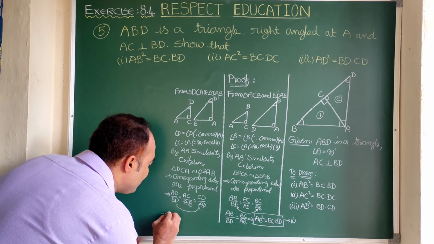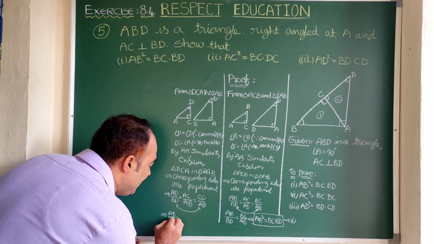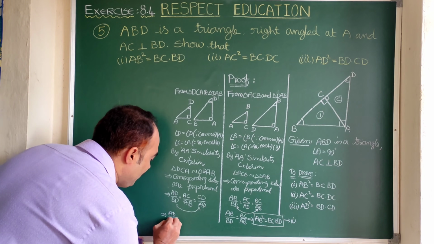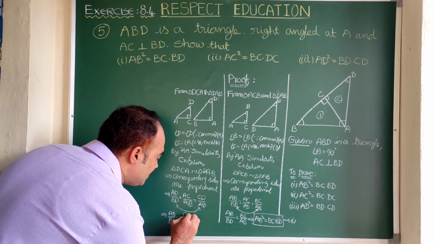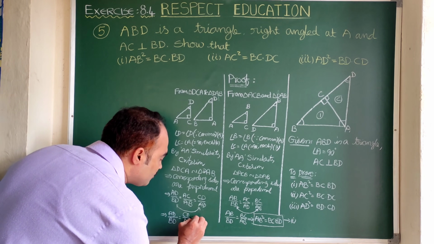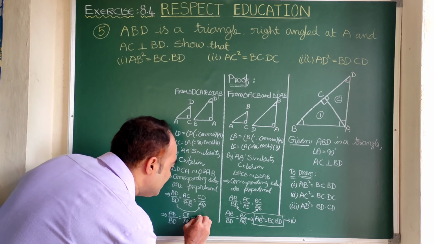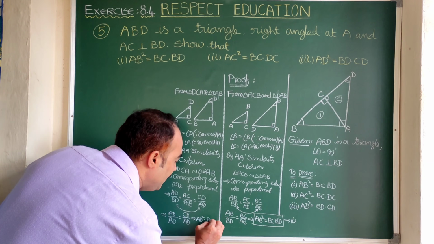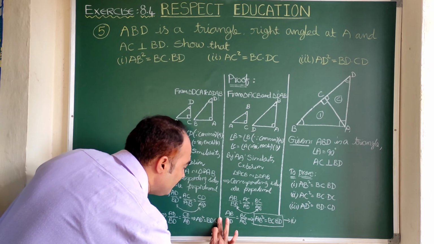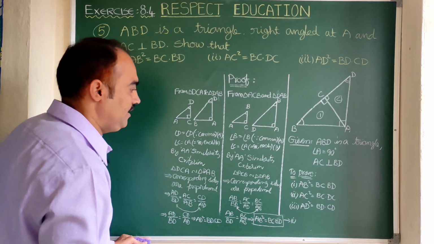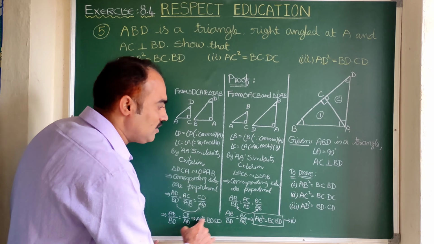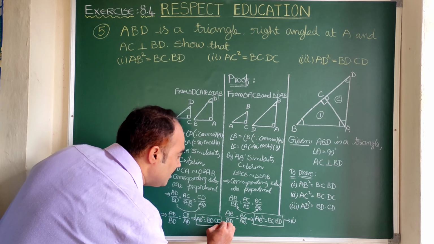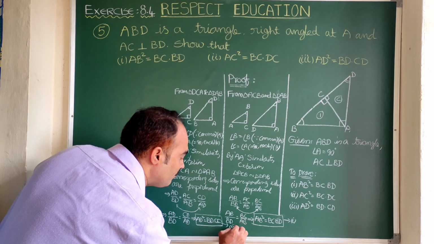So here I am writing AD by BD. It is AD by BD is equal to CD by AD. On cross multiplication, AD into AD is AD square is equal to BD into CD. You compare the third one. AD square equal to BD into CD. So here the third one is also proved. This is the third bit, that is proved.